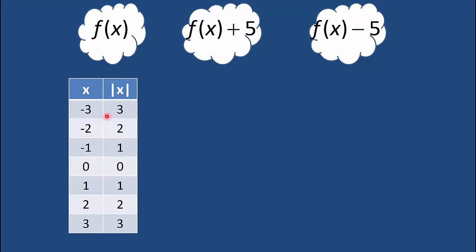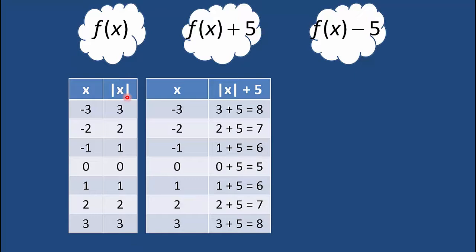Here is the absolute value function. We put in a -3, we get out a 3. Put in a -2, we get out a 2, and so forth. These are ordered pairs for the absolute value function. Now, what happens if we add 5? Instead of the absolute value of x, let's suppose we have the absolute value of x plus 5.